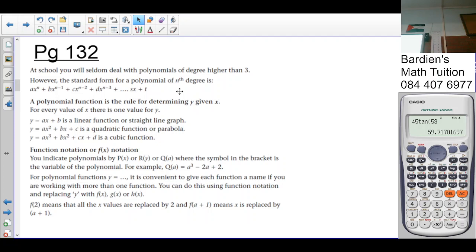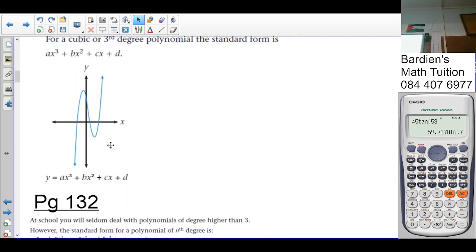A polynomial function is the rule for determining y given x. For every value of x, there is one value for y. Where else did you see that? Functions. And if you look at this here, is this a function? Yes. Why? Because of the vertical line test. What type of function is this? It's a many to one function, as you can see.